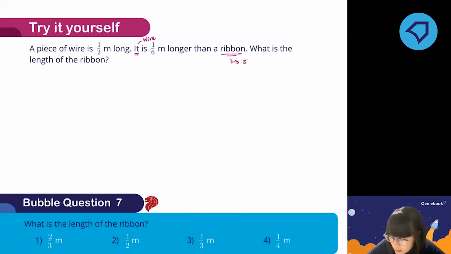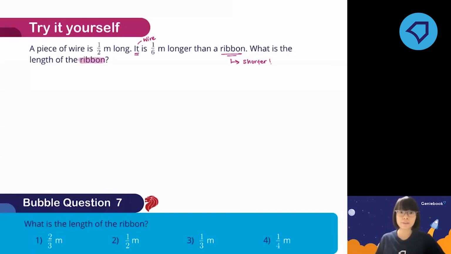With that in mind, we need to find the length of the ribbon. So think about it. Do you need to do addition or subtraction? Okay, 1.5 minutes. Ready? Let's go. All right, time's up.